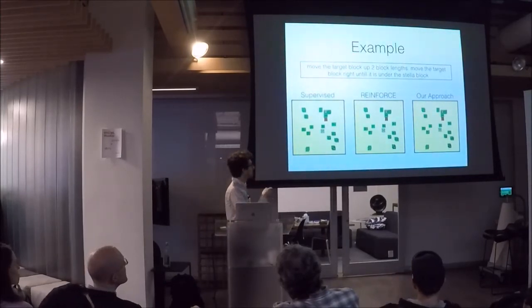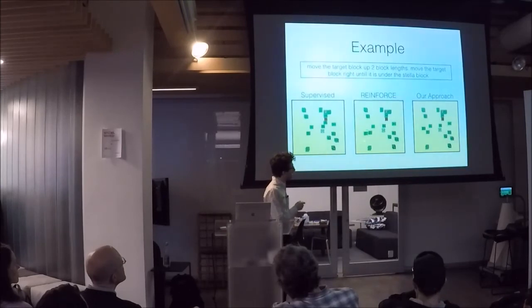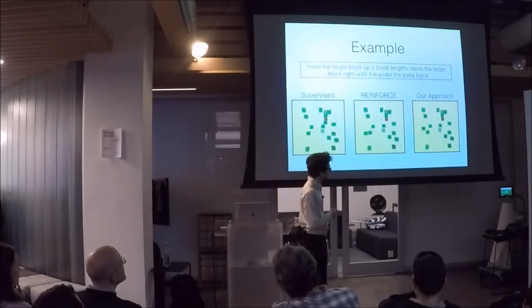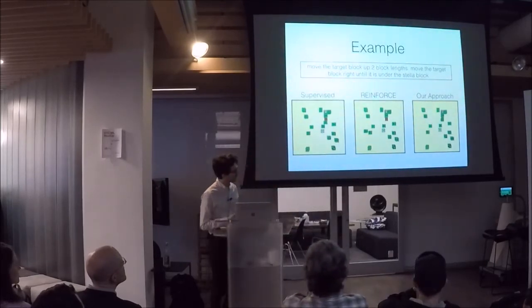So this is the supervised model. This is the policy gradient REINFORCE model, and this is our approach. The supervised model is doing pretty well here. It actually gets very close to getting it absolutely right. The REINFORCE model just gets stuck in this oscillation. It's something that we actually see very commonly. And our approach, since it's a cherry-picked example, is going to do very well.